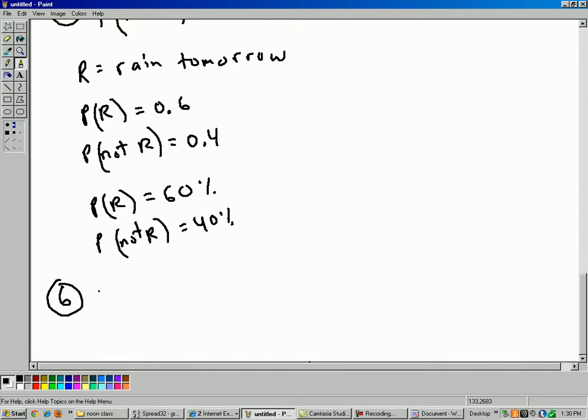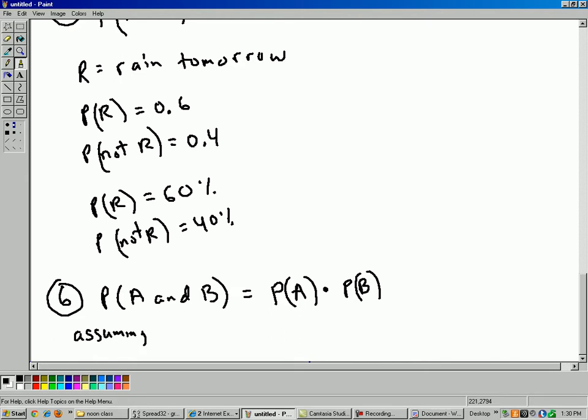This is the multiplication rule. So the probability of event A happening and event B happening is equal to the probability of A times the probability of B. Now, I'm not going to use x for times because that can be confused with the variable x. So I'll use a little dot here for times. Now, this is assuming events A and B are independent.